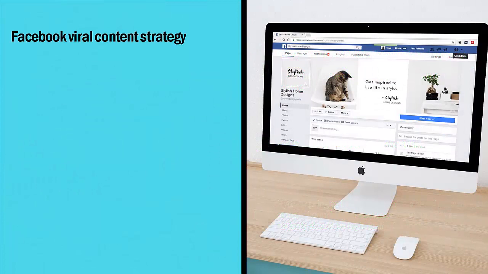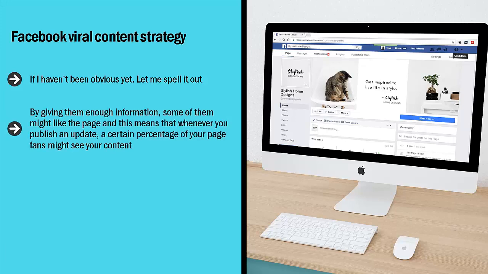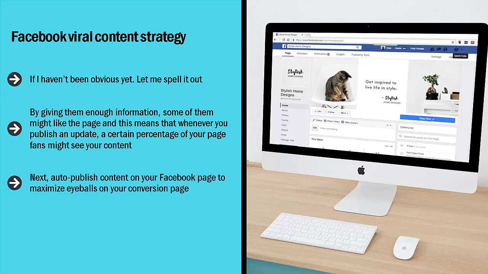Facebook viral content strategy. If I haven't been obvious yet, let me spell it out. For Facebook, your viral content strategy should first involve posting your curated viral content on your Facebook page. Next, you share that content on niche-related groups. This will then drive likes to your Facebook page. You want Facebook users to find themselves on your page. By giving them enough information, some of them might like the page, and this means that whenever you publish an update, a certain percentage of your page fans might see your content. This can then lead to those people seeing your conversion page links and finding themselves on your blog or your squeeze page.